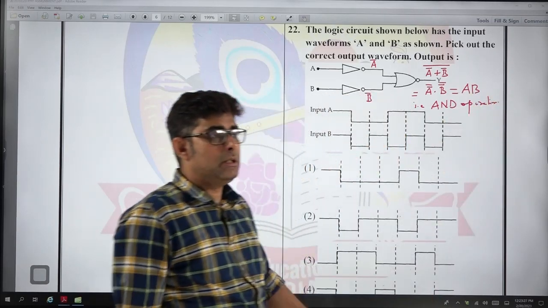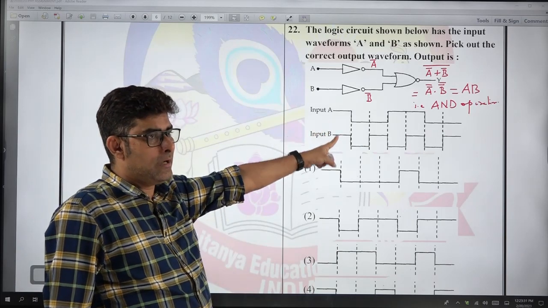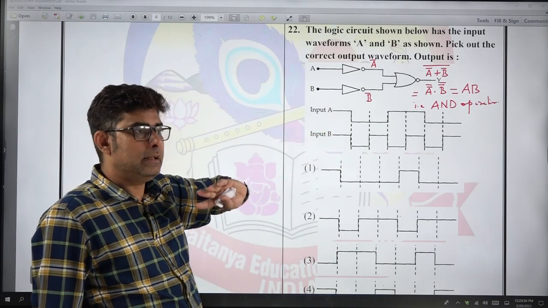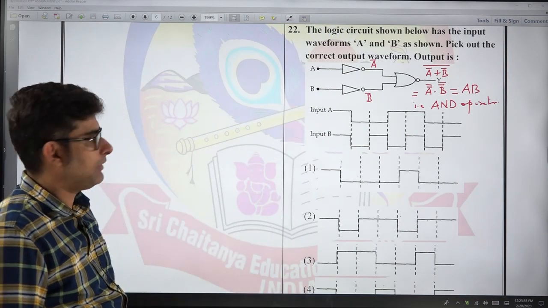And what is AND operation? High output when both are high. So whenever A and B are 1, output should be 1, and in all the other cases it should be 0. So you can check which one is satisfying this.